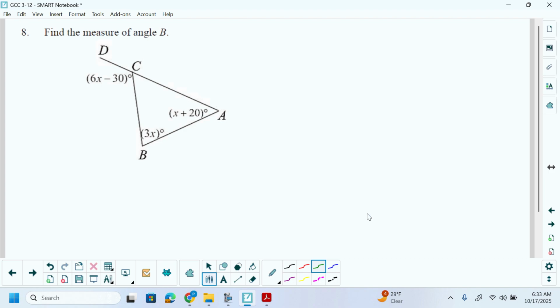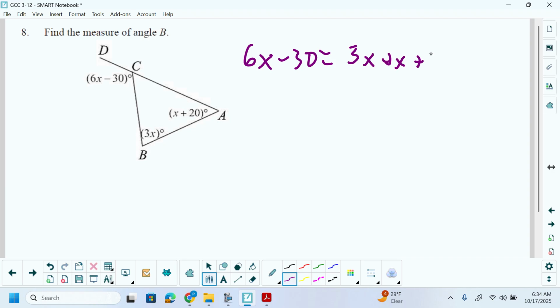All right, moving on to number 8. We have a triangle and we have an exterior angle. On the same day that we learned about small side across from small angle and so forth, we saw an exterior angle in the triangle is always equal to the two interior angles that are not right next to it. So that 6x minus 30 is going to equal the sum of those two interior angles not next to it. So the 3x plus the x plus 20.